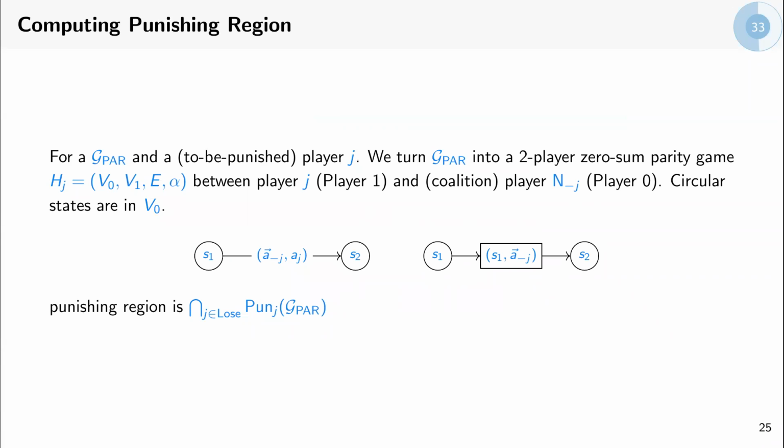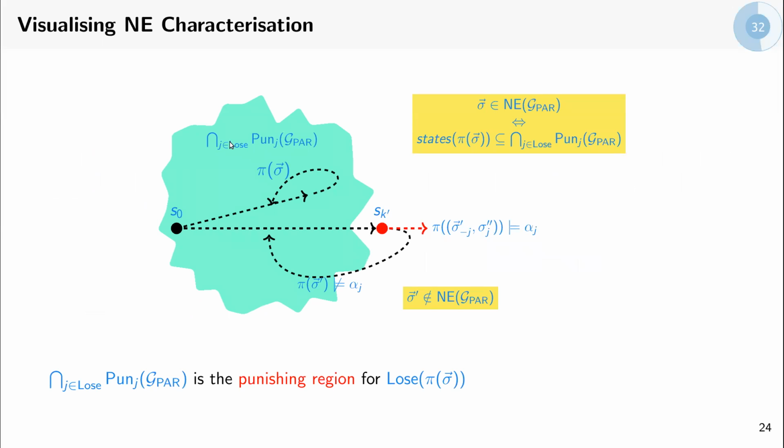So to compute the punishing region, we transform the parity game into a two-player zero-sum turn-based parity game. Essentially, what we want to find here is the existence of a punishment strategy against all strategies of the player to be punished. Yeah, is this clear? And we do this for every losing player. Then the punishing region, this blue block, is the intersection of the punishment regions for each player, right? Because we need all of the losing players to be able to be punished. So we take the intersection.